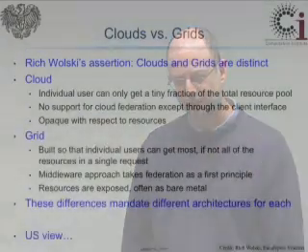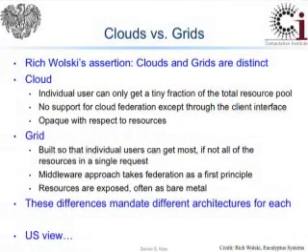At the Grid 2009 conference last fall, Rich Wolski gave a talk on the work that he was doing on clouds and came up with this assertion about the differences between clouds and grids that I thought was interesting. Rich's point was that in clouds, individual users only get a small fraction of the overall resources, whereas in grids, individual users can get a large fraction of the resources, if not all of the resources in some cases.